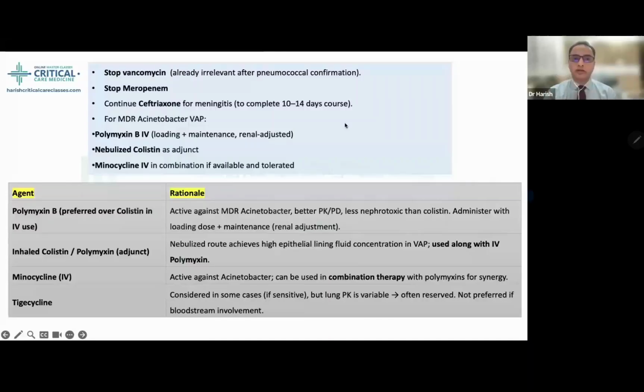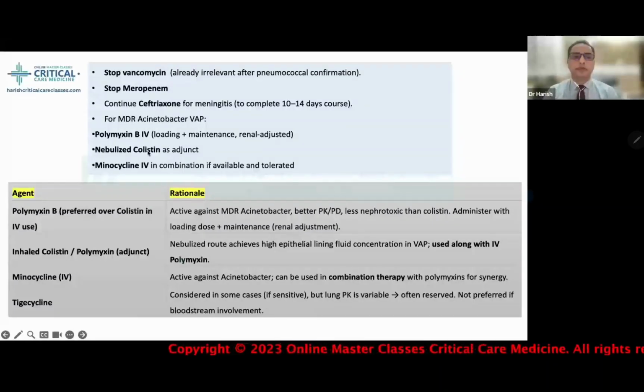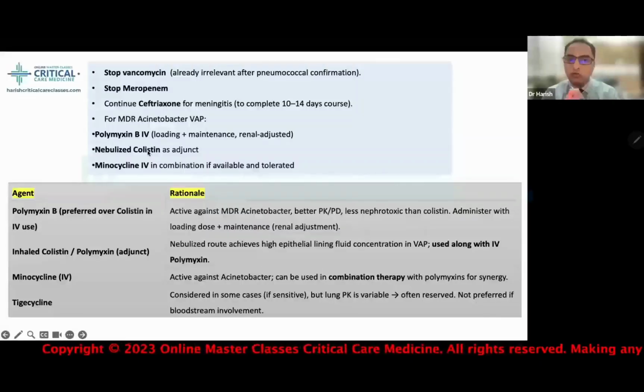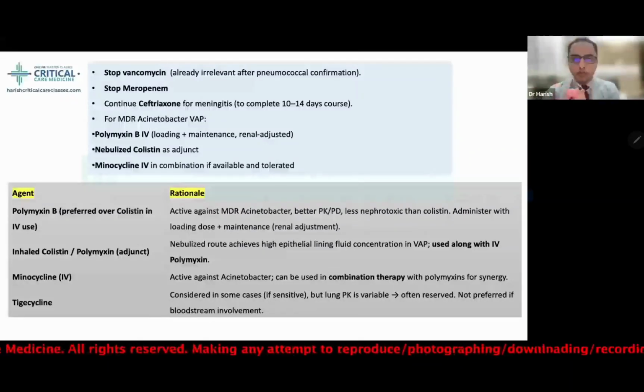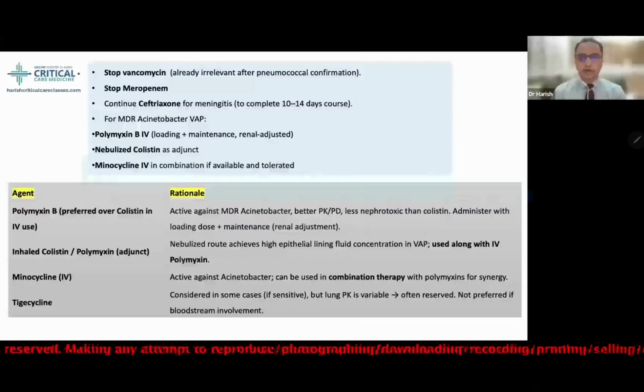Obviously, we have already stopped vancomycin. We are going to stop meropenem because this Acinetobacter is meropenem resistant. Continue ceftriaxone for meningitis for the entire duration of 10 to 14 days of course. For MDR, that is XDR Acinetobacter in VAP, polymyxin B IV loading dose of 15 lakh units followed by 7.5 lakh IV BD. Subsequently you can consider adjusting the dosage for creatinine clearance if the patient is stable. In an unstable patient, don't bother about adjusting immediately.